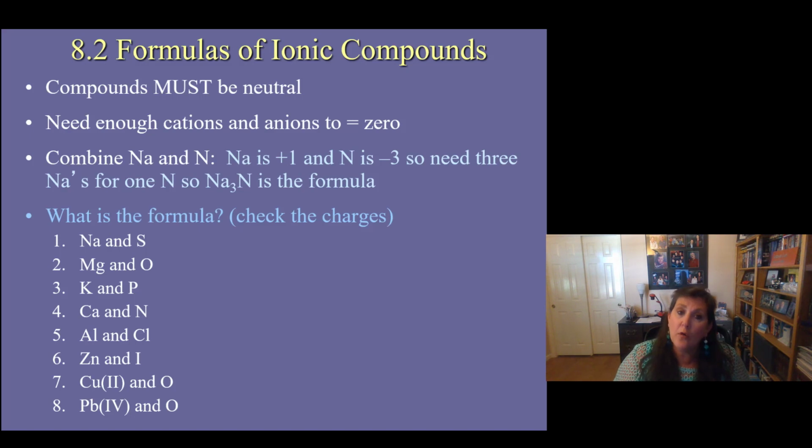So I need 3 sodiums. Sodiums are +1 each, but I need 3 of them to give me +3 to go with the nitrogen, which is -3. So the formula is going to be Na, 3 is a subscript, N. The 3 goes with the sodium. So 3 sodiums and 1 nitrogen. You don't have to write the 1. It's understood. So Na3N is the formula.